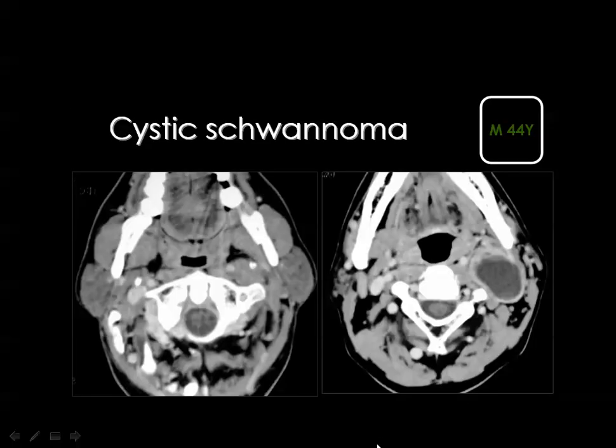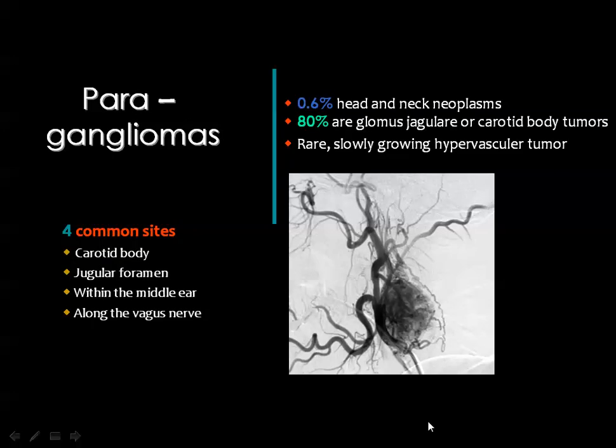Then, if you look here, you see the styloid process is displaced a little bit anteriorly by this soft tissue mass posterior to the parapharyngeal fat. And the lower section showed that the rest of the mass is cystic. And you remember that schwannomas are more common to be cystic than neurofibromas. And this is a schwannoma in the retrostyloid space.